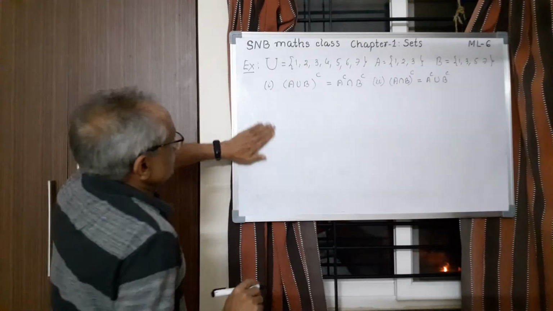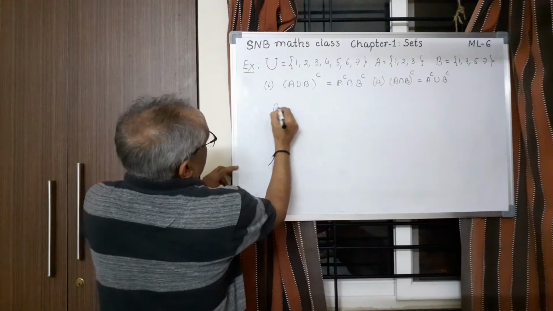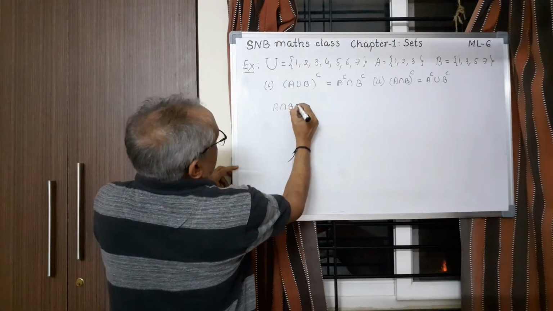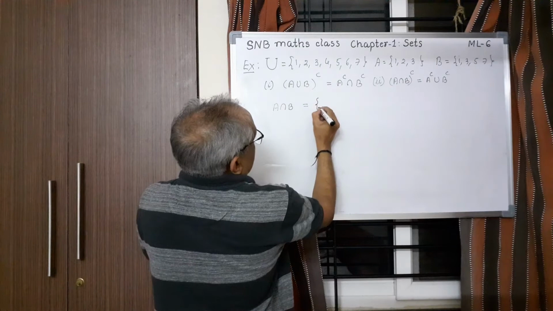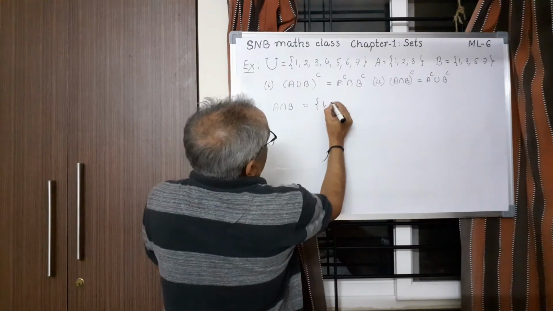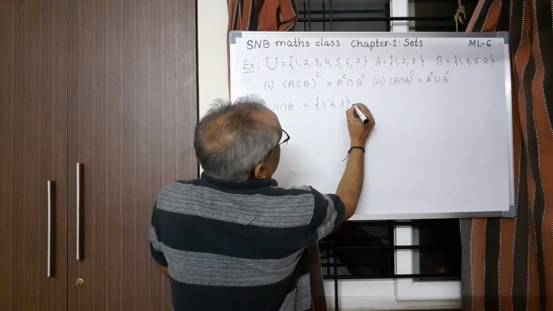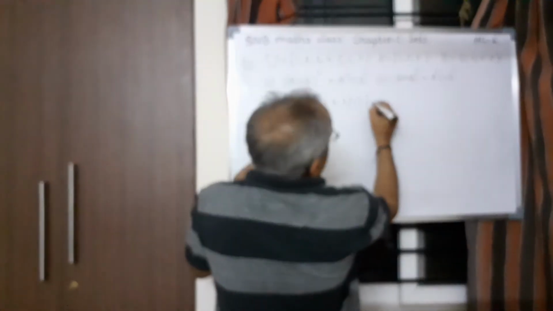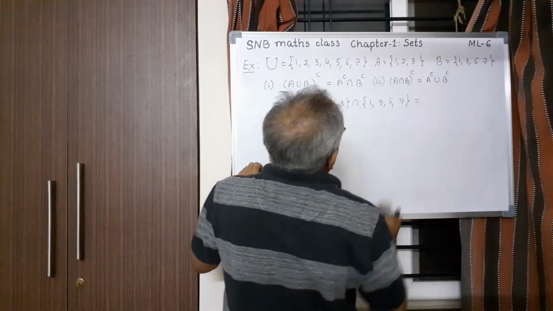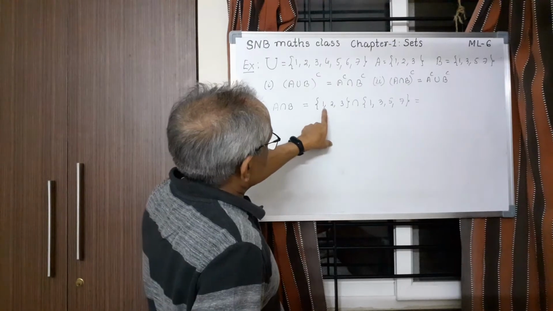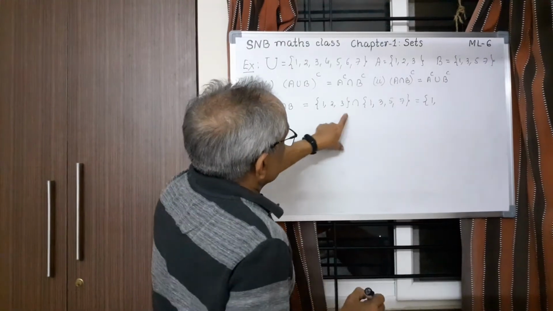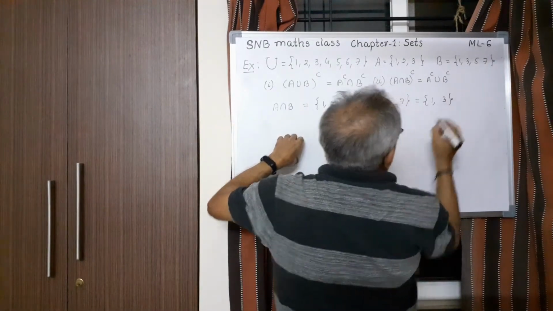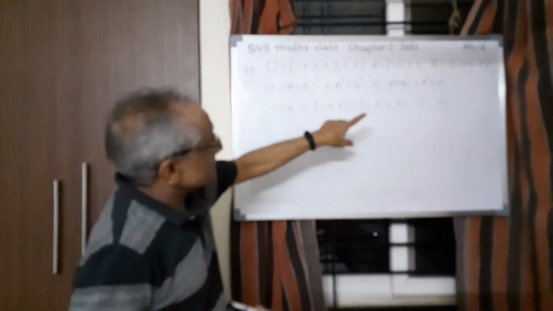That also we shall see and verify with the same example. So let us take A intersection B. First we shall find this only, the left hand side. So first substitute. A is 1, 2, 3 intersection B is 1, 3, 5, 7. So intersection is the common elements. Here 1 is there, 1 is there. Therefore I have to write 1. 2 is not there. 3 is there, 3 is there. Therefore I have to write 3. So this is A intersection B.